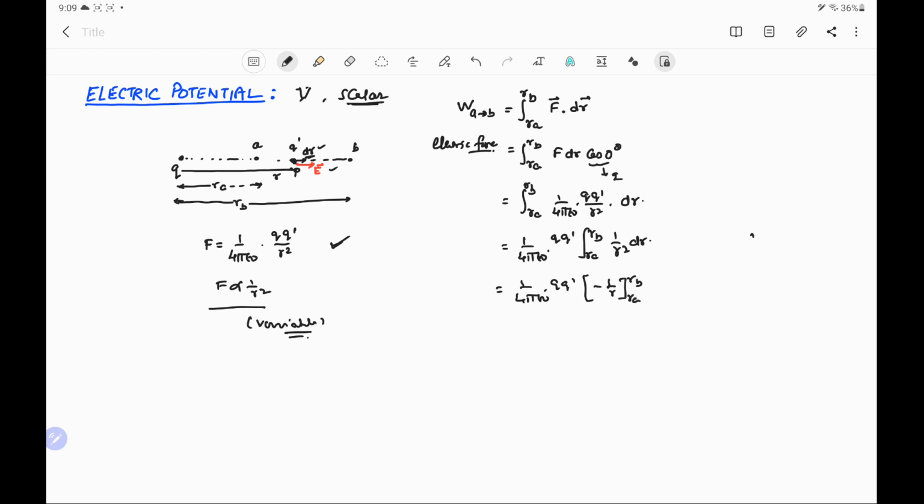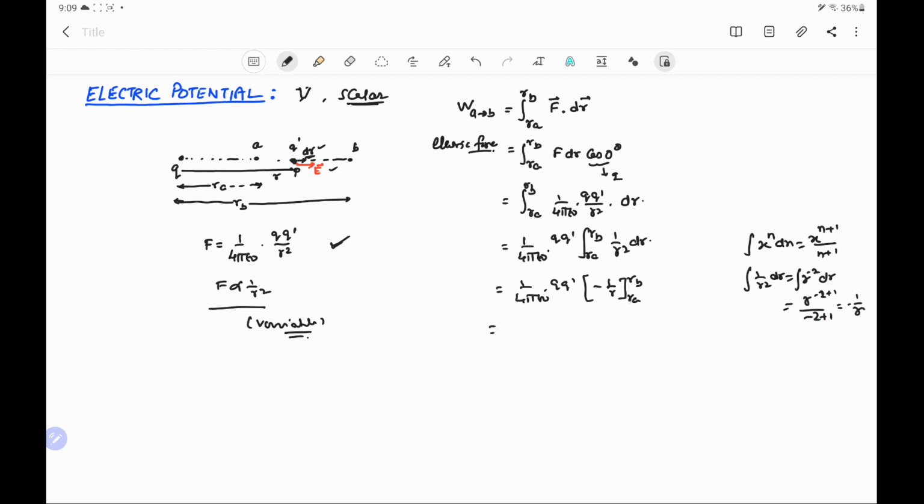This integration is done using the formula integral of x to the power n dx equals x raised to the power n plus 1 by n plus 1. That means 1 by R square dr will be equal to R raised to the power minus 2 dr, and using the formula we will get R raised to the power minus 2 plus 1 by minus 2 plus 1, that is equal to minus 1 by R.